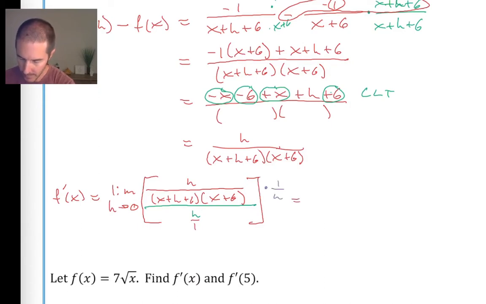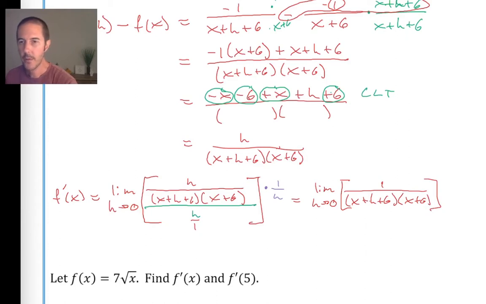And when we simplify that, we have to bring in the limit along with us as h approaches 0. And when those h's cancel, we're left with 1 over x plus h plus 6 times x plus 6. In our denominator, we have the product of two polynomials, both of which are continuous everywhere. Our numerator is a constant value, which is continuous on all real numbers. So we can evaluate this limit using direct substitution. So let's plug in an h value of 0 and finally have our first derivative.